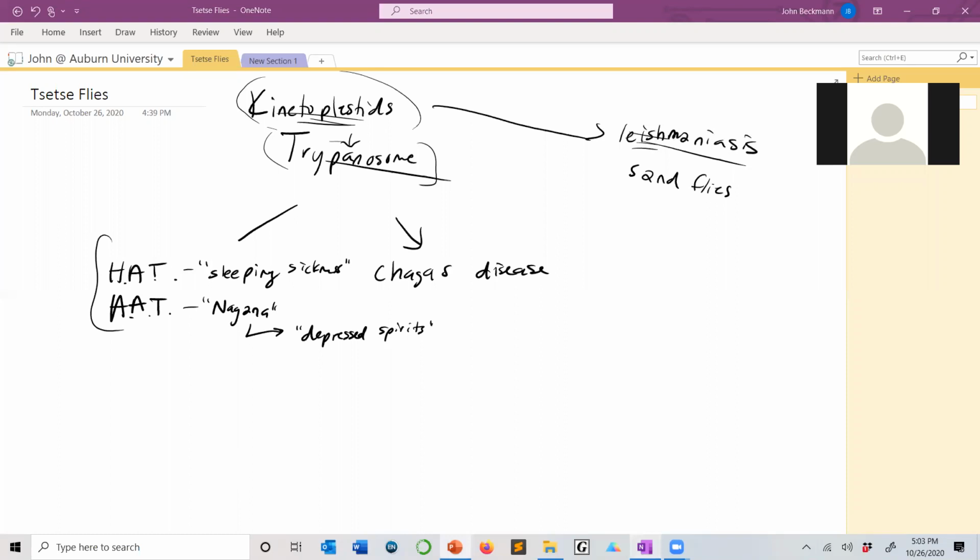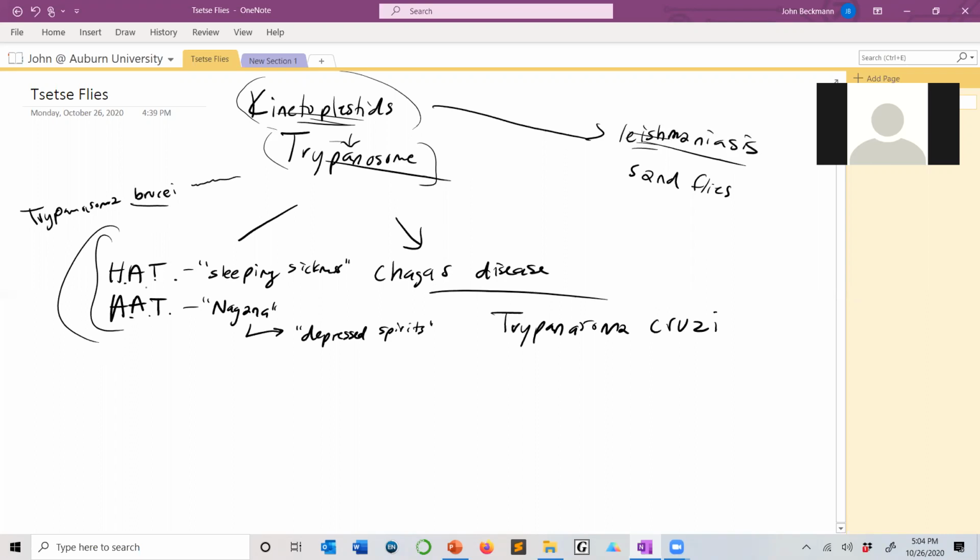before I introduce this, I might as well just introduce the species names. So with Chagas disease, the pathogen is Trypanosoma cruzi. With human African trypanosomiasis, the species of the pathogen is Trypanosoma brucei. And then there's important substrains that come after that. But the brucei strains are causing the HAT and the AAT. And so it's important to remember that the species of African trypanosome diseases is different than the species of South American trypanosome diseases. That's an important thing to remember.